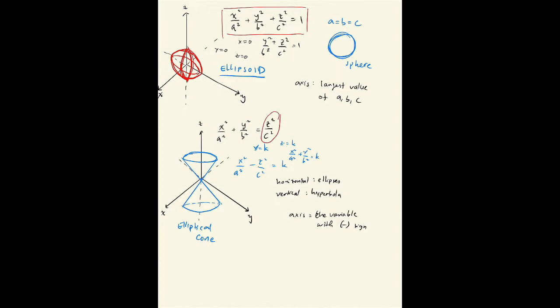If you see the horizontal plane, it is an ellipse at all levels. In the vertical, it's a hyperbola. So that's why, you remember the asymptote of the hyperbola, it's having the cross in the middle. So the hyperbola is at the side. Yeah, you can flip, and it will be the same concept, the same principle.